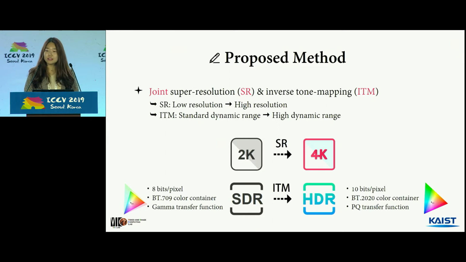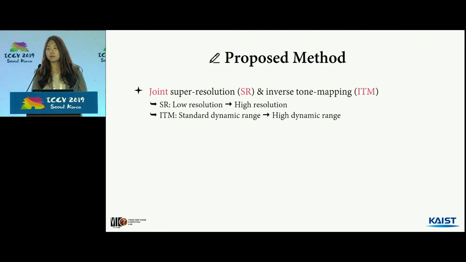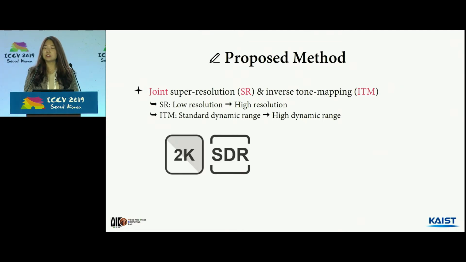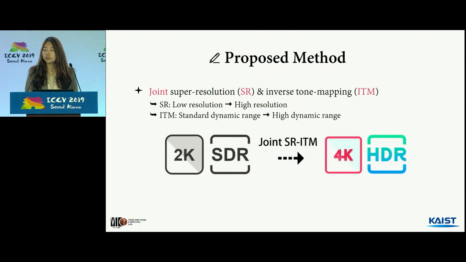And this is where joint super resolution and inverse tone mapping comes in. Individually, super resolution upscales low resolution videos to high resolution, and inverse tone mapping upconverts standard dynamic range videos to high dynamic range. Note that the produced HDR videos here are not luminance maps nor radiance maps, but they're videos in the HDR display format with a higher bit depth and a wider color gamut. And so SR and ITM jointly combined enables the direct conversion of 2K SDR videos to 4K HDR.